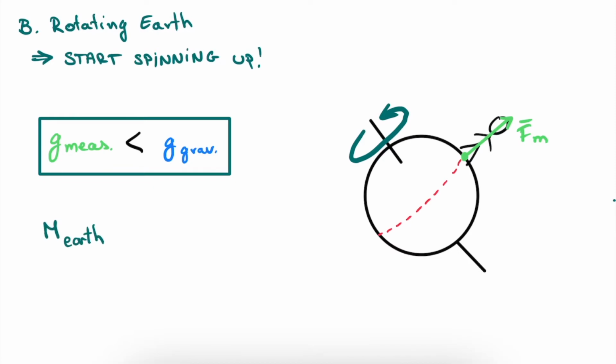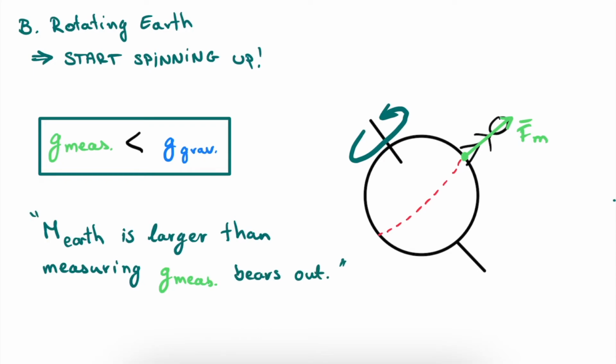This in turn means that the mass of the Earth is actually larger than measuring the gravitational acceleration will bear out to be. And this in turn is of course because it also needs to prevent you from flinging into space. Or in other words, the mass of the Earth also needs to act as the centripetal force, which is the force that keeps an object in a circular trajectory.